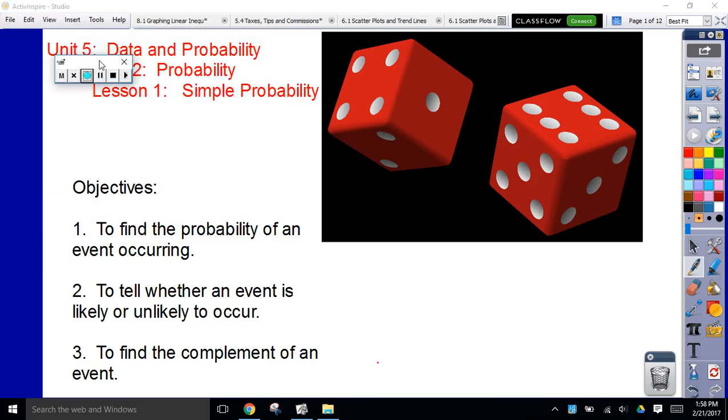Okay, so for today's lesson, we're going to start talking about something called probability. And we have three objectives. We're going to learn how to find the probability of an event occurring. So we might answer a question like, what is the probability that this will happen? We're going to tell whether an event is likely or unlikely to occur. We'll also talk about the complement of an event.